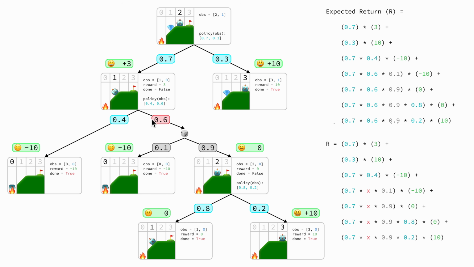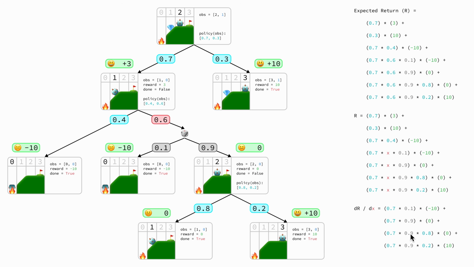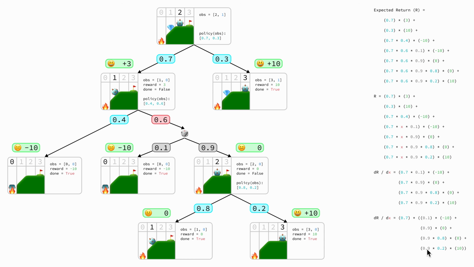Here we'll calculate the partial derivative for this 0.6 action probability. We replace all the 0.6s with this x, and then we take the partial derivative, and we get this value down here, which can be transformed by pulling out this 0.7, and we get this value down here. And now do you see what this sum represents? Well, if we look at the value in the parentheses, we're getting a 0.1 times negative 10, a 0.9 times 0.8 times 0, and a 0.9 times 0.2 times 10. So this, again, is the expected return after taking this action. But again, we multiply it by this 0.7, which is this probability up here.